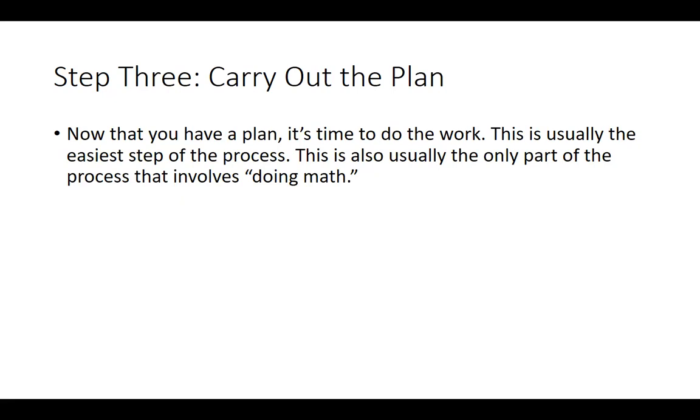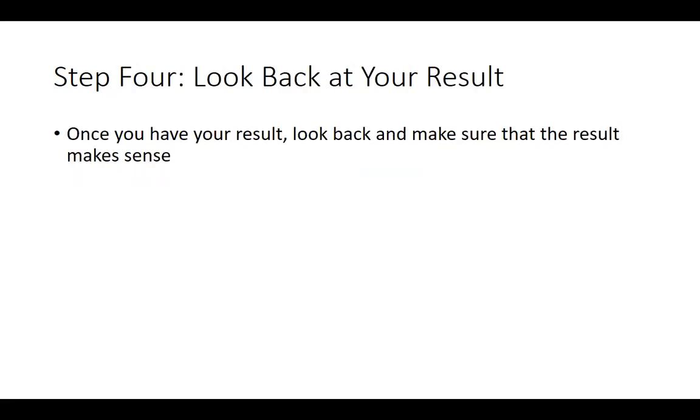Step 3, carry out the plan. Now that you have a plan, it's time to do the work. This is usually the easiest step of the process. This is also usually the only part of the process that involves doing math. And then step 4, look back at your result. Once you have your result, look back and make sure that the result makes sense.